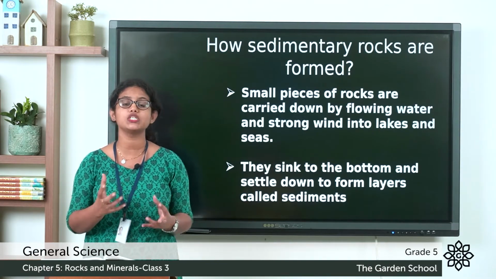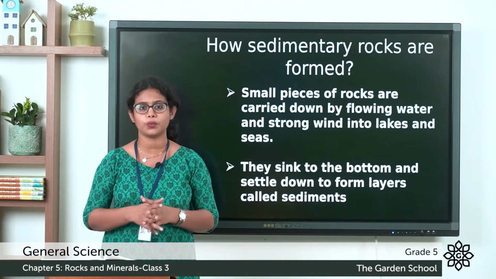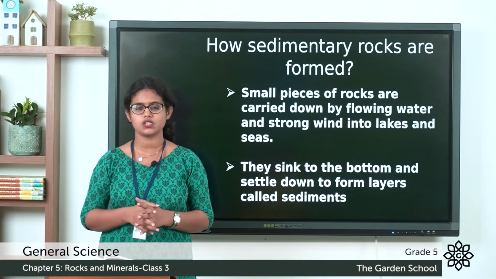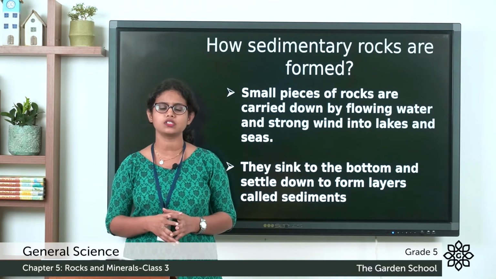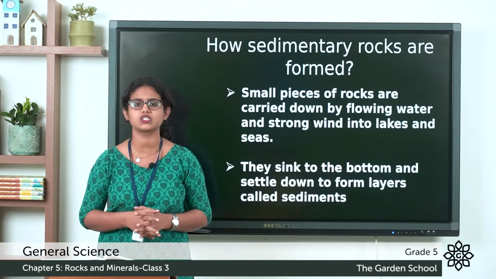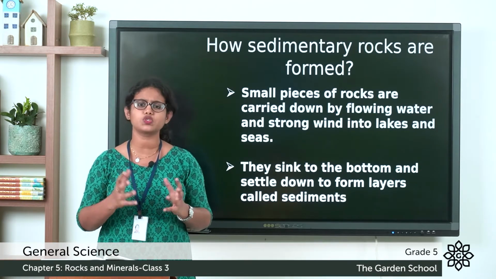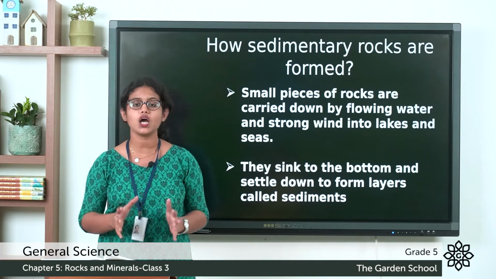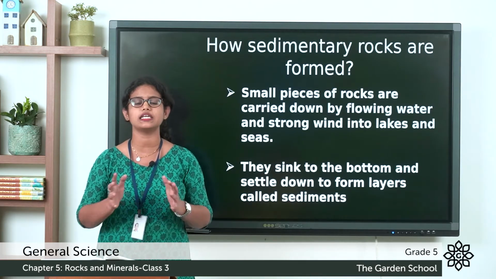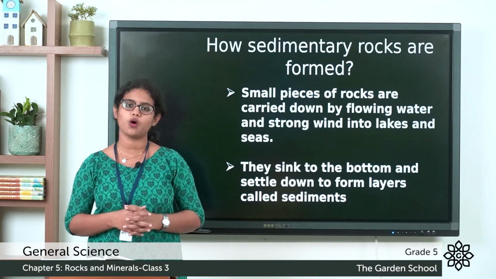So what happened to these rock particles? These rock particles got washed away into rivers. By the action of the wind and by the action of rainwater, all these rock particles got washed away into rivers. And what happened to these rock particles? They remained in the rivers and they were flowing along with the river water.